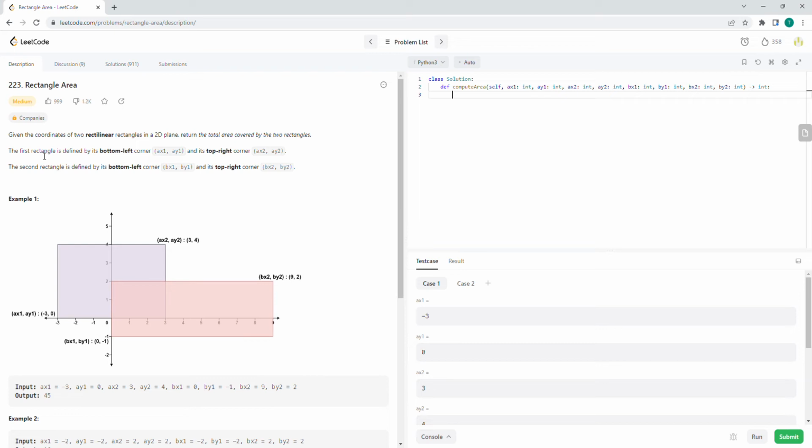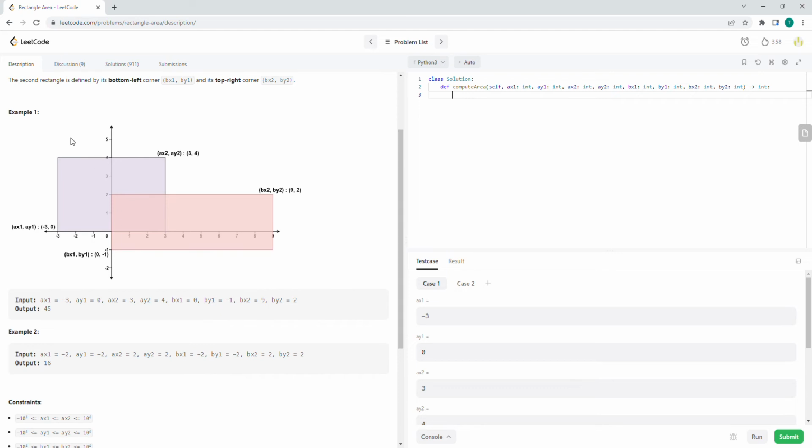The first rectangle is defined by its bottom left corner, ax1, ay1, and its top right corner, ax2 and ay2. The second rectangle is defined by its bottom left corner to be bx1 and by1, while its top right corner is bx2 and by2.